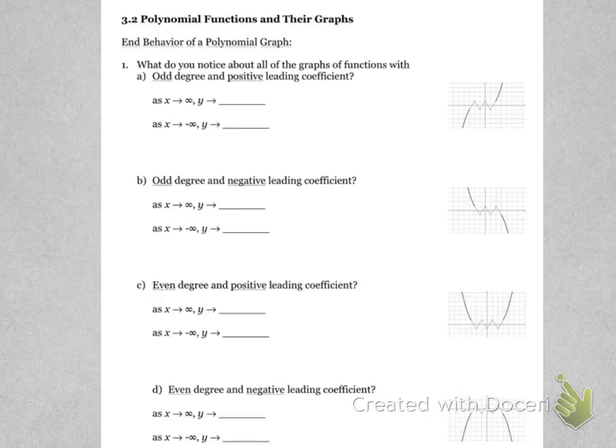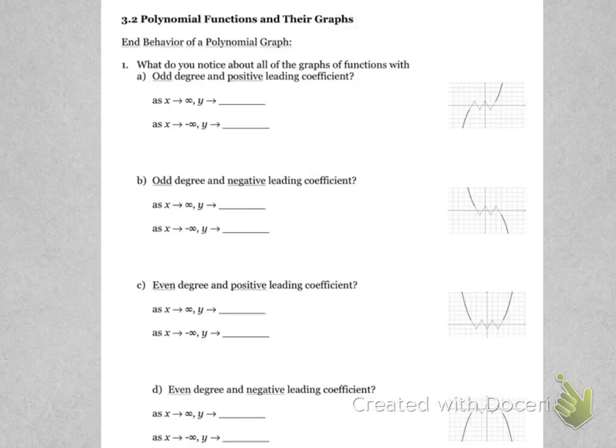Section 3.2 is polynomial functions and their graphs. So the first thing we're going to talk about is end behavior. And we have 4 graphs on the right, and we're going to figure out what we notice about the graphs of each of these functions with specific characteristics. So if I look at the first one, I have an odd degree, and it's a positive leading coefficient.